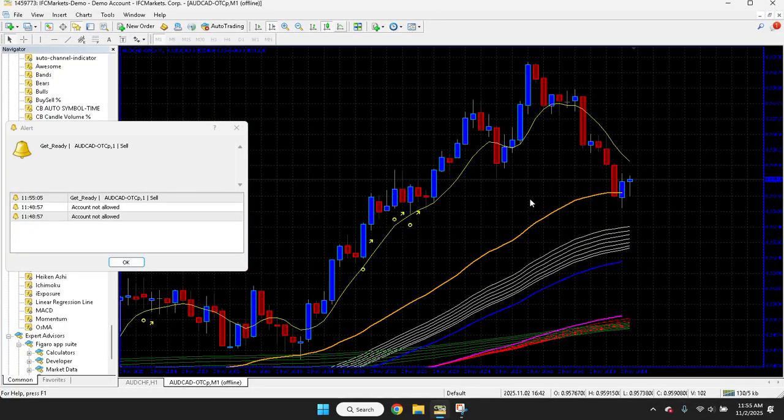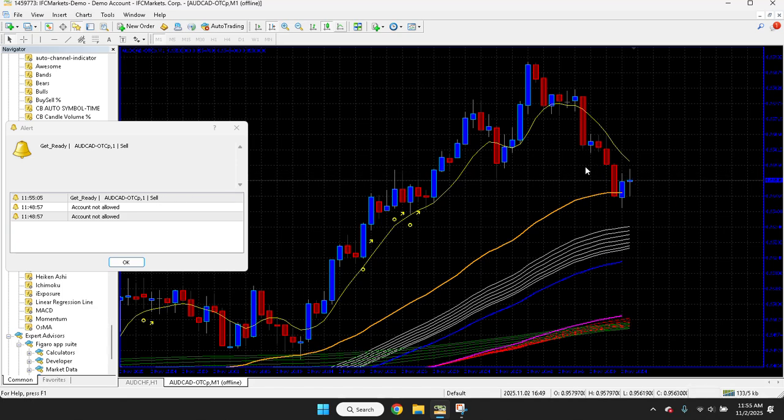Now be aware you can get readies. So it met the criteria, but then it failed the criteria. So then this will disappear, the little star or the circle with the star. If the criteria doesn't stick, it will disappear. So you just have to be aware, because there was a lot of force to push it down. That's why it gave us a sell.